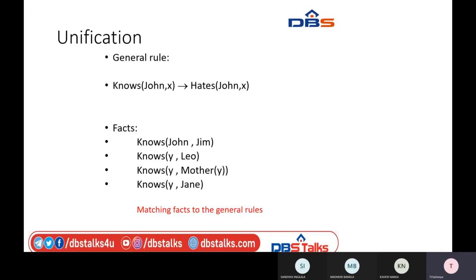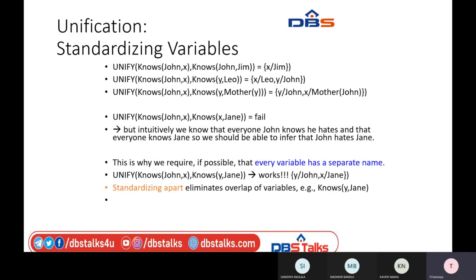See, same example: knows(John, X), hates(John, X). Facts that we can use: knows(John, Jim). So we can take a variable into the sentence: knows(Y, Leo). One more example: knows(Y, mother of Y). Knows(Y, Jane). Second example: unify knows(John, X) with knows(John, Jim). So if I replace X by Jim.